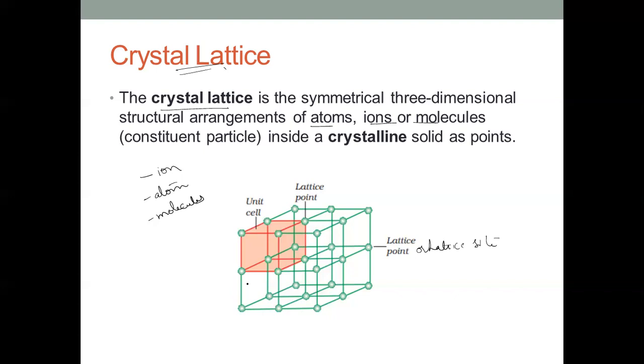The first one is that each point here represents a constituent particle: an atom, ion, or molecule. And each point is called a lattice point or lattice site. And by joining these lattice points, we get the regular arrangement, or the geometry of the lattice.